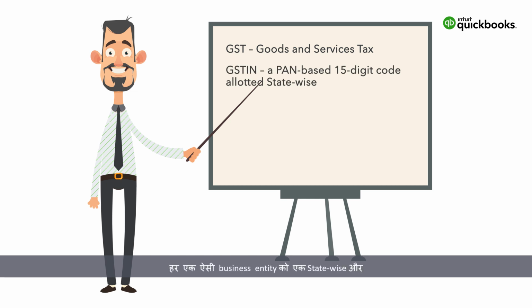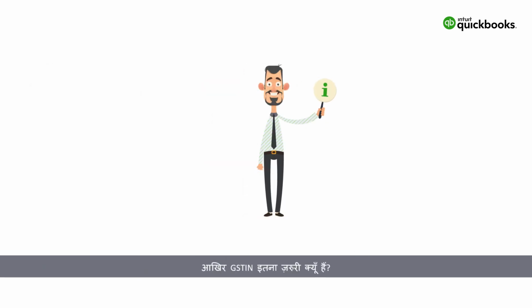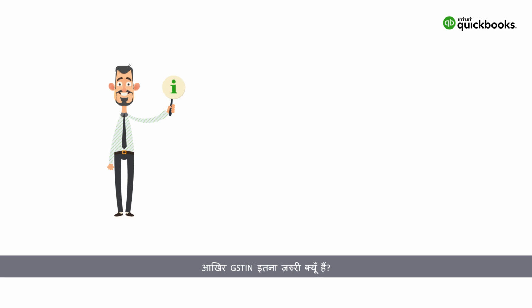Each such business entity is allotted a state-wise and PAN-based 15-digit Goods and Services Taxpayer Identification Number, or GSTIN, that needs to be specified for every transaction made. So why is GSTIN so important?